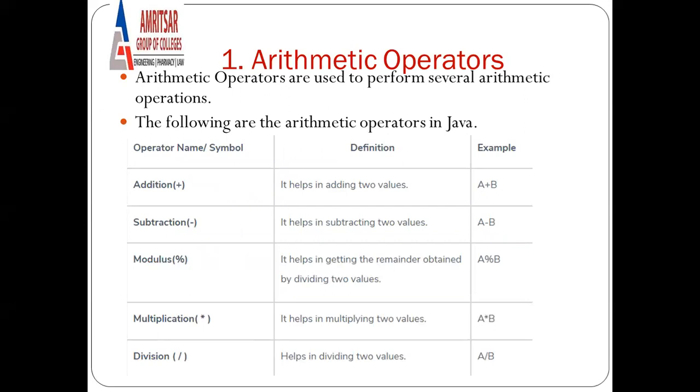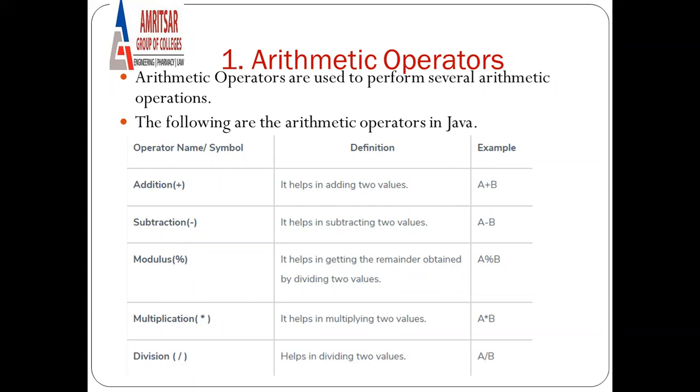Firstly, arithmetic operators. Arithmetic operators are used to perform several arithmetic operations like plus, minus, modulus, multiplication, and division. The following are the arithmetic operators in Java. Here, the name of the operator, its symbol, definition, and example are given in tabular form. Firstly, addition. For addition, we use the plus symbol. It helps in adding two values. We can perform addition of two operands. So here A plus B means the value of A will be added to the value of B.